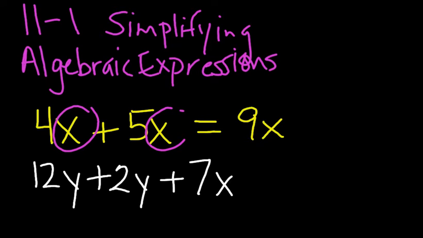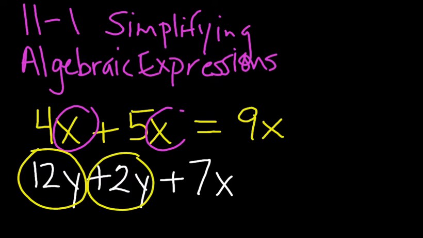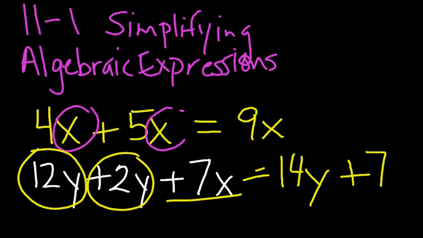Okay? What about 12y plus 2y plus 7x? Well, I see two like terms. Here's a like term. Here's a like term. 12y plus 2y, well, that's 14y. And then there's no like term with the 7x, so it just gets written down. Plus 7x. You're making it more simple. You're putting these two parts together, because they're like terms, to simplify the expression.